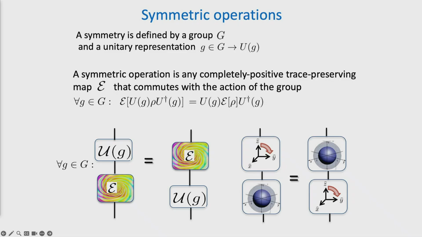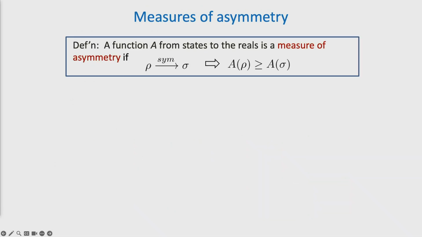Okay, so this is how I'm going to define the symmetric operations for a group. They're the ones that commute with the action of the group. So if you ask, what is a measure of asymmetry for this group? It's any function A from the states to the reals such that if rho goes to sigma under symmetric operations, so operations that commute with the action of the group, then A of rho should be greater than or equal to A of sigma.